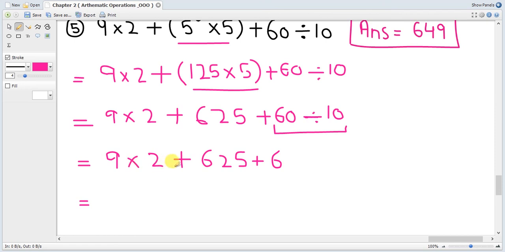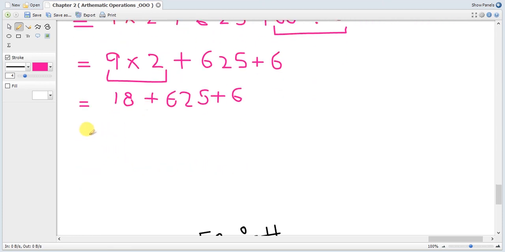Now we have multiplication and addition, so multiply first. So 9 times 2 is 18 plus 625 plus 6. Now go for these two numbers first, or you can solve any of these two numbers or all these three numbers together. So this will give us 5.